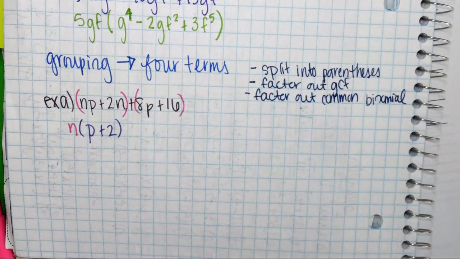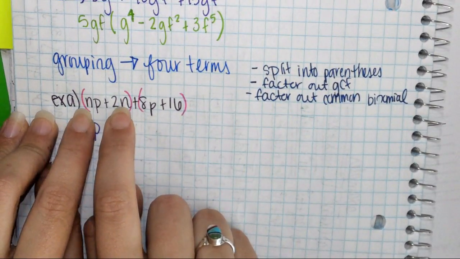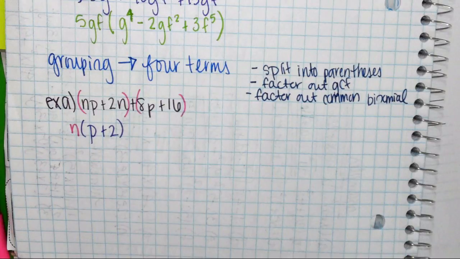Again, everybody pay attention. We're still doing the same thing. We have not moved on to anything new. All we did was see what they have in common, and then we took it out. We put it on the outside, because if I distribute, I'm going to get the same thing. So all we did was factor that out. It is not magic.